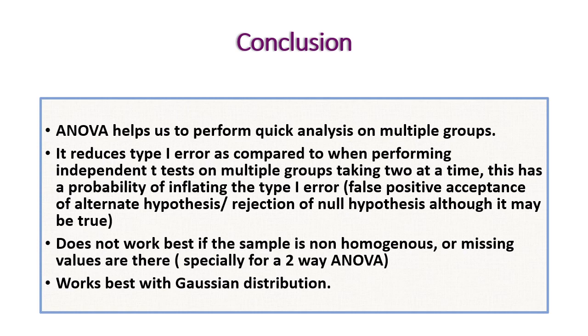So it helps to remember that ANOVA works best if the sample set is homogeneous in nature, and there shouldn't be missing values, especially if you're performing a two-way ANOVA. And to conclude, ANOVA works best with Gaussian distribution.